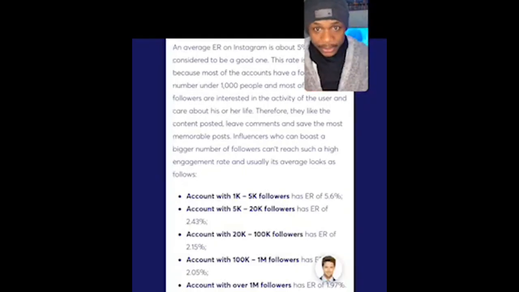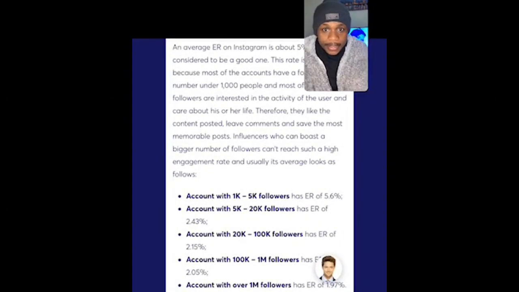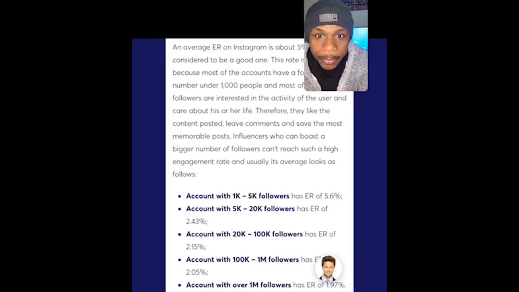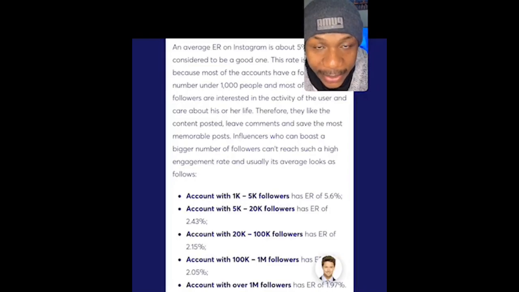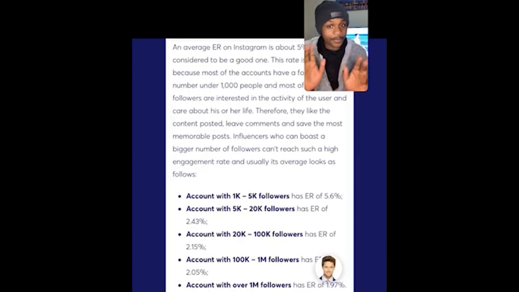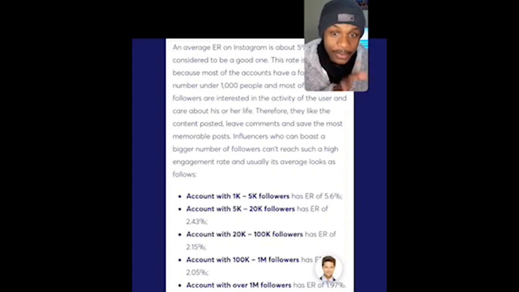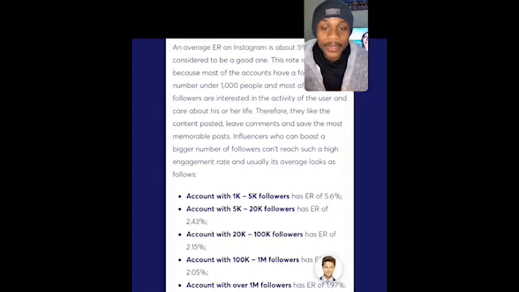It says the average ER on Instagram is about 5%, and it is considered to be a good one. Influencers who boast a bigger number of followers cannot reach such a high engagement rate, and it usually depends on follower count. So for accounts from 1,000 to 5,000, the good ER for them is 5.6.